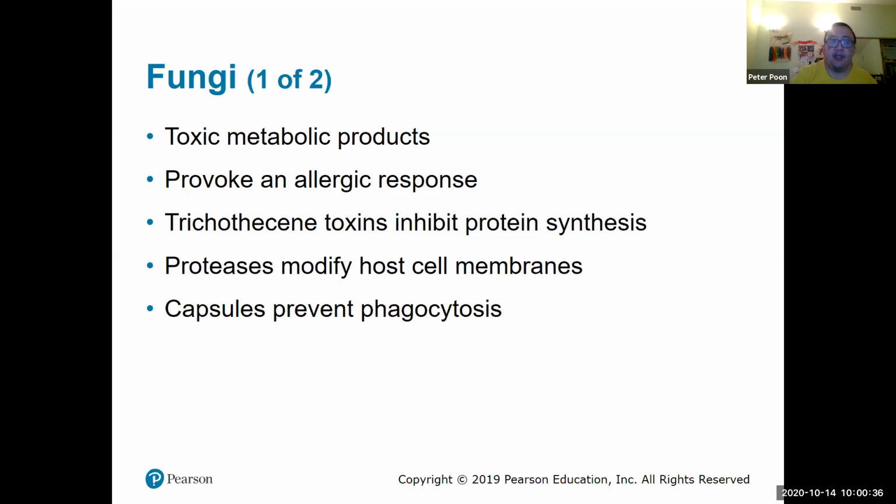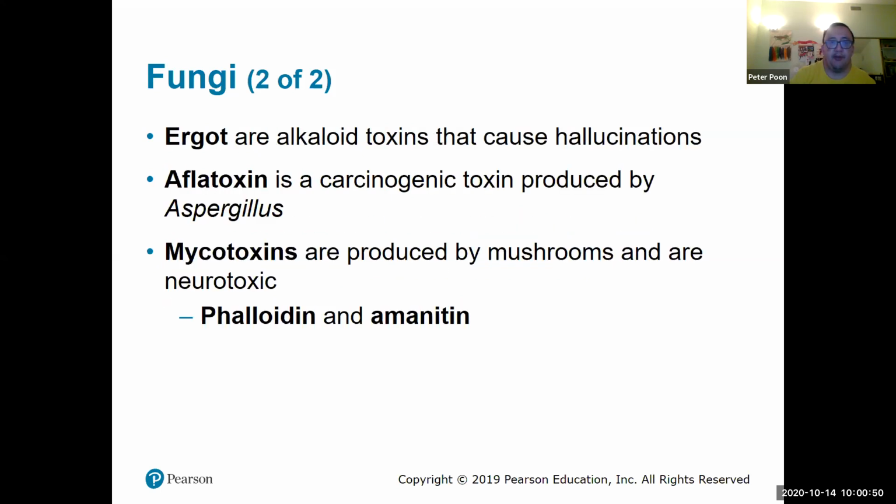Fungal infections, so the metabolic products, especially the muscarine, and stuff like that. Ergot are alkaloid toxins that cause hallucinations.